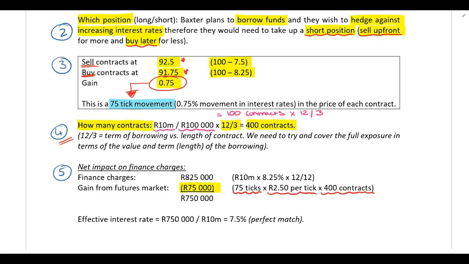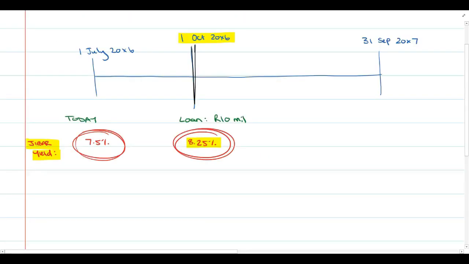So please note, this is 2 separate transactions. We have the loan agreement, which is 1 transaction, and then we have the futures contract, which is a separate transaction. We have calculated that on the futures contract, we will make a gain of 75,000 Rand. Ignoring the futures contract, what is the interest that the company would pay on this loan? We were told when they actually enter into the loan agreement on the 1st of October 20x6, they will fix the rate of interest for the loan. So they will fix it at a rate of 8.25%.